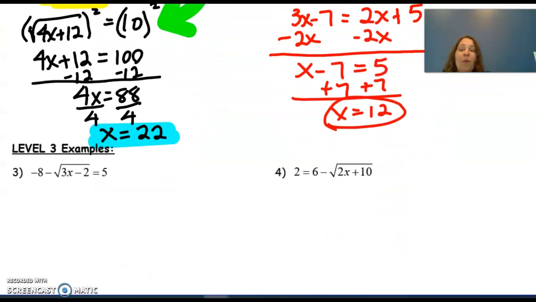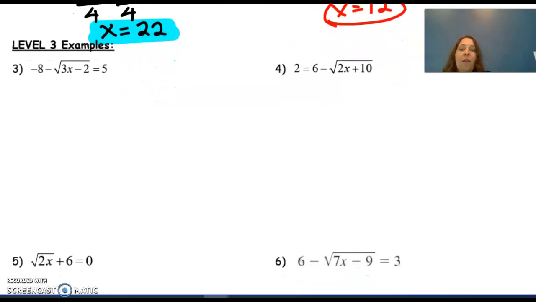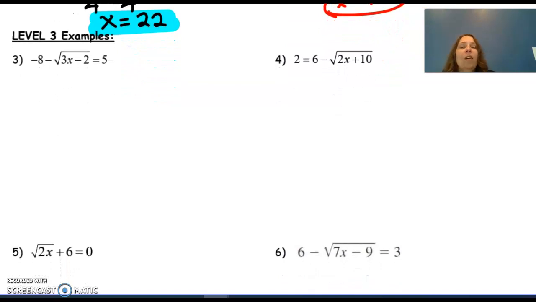Let's move ahead to number 3. In number 3 through 6, you'll see that there are a few more steps because we have more parts to the equation, but our steps still are the same. Get the radical by itself, square both sides, solve for x.